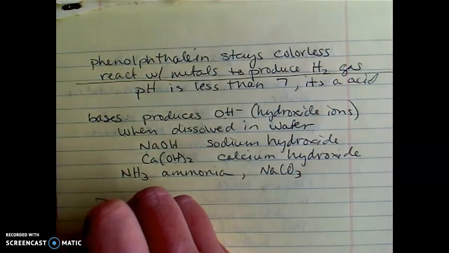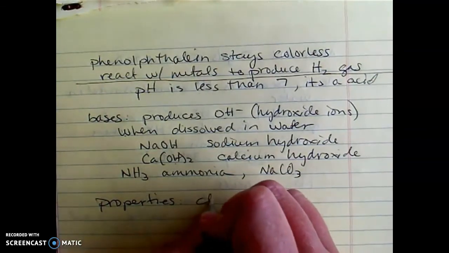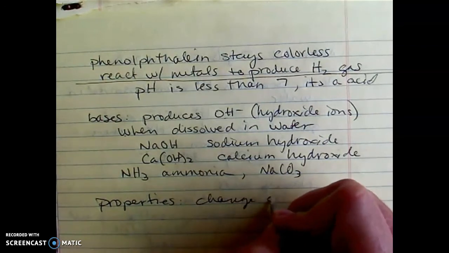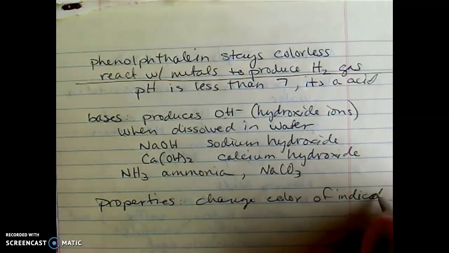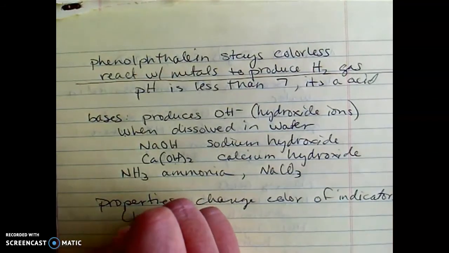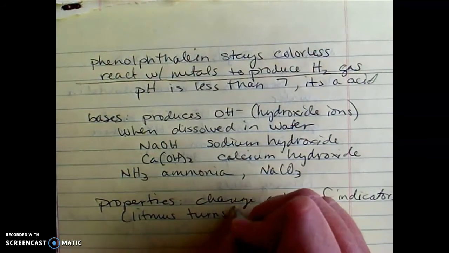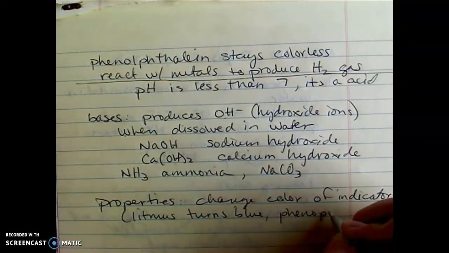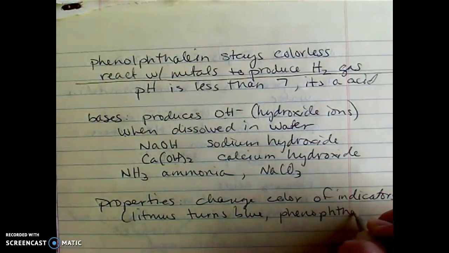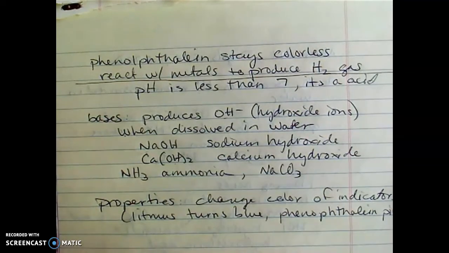Properties of bases. It has some things in common. It will change the color of indicators, just like an acid, just differently. Your litmus turns blue, and your phenolphthalein turns pink instead of colorless. Okay.